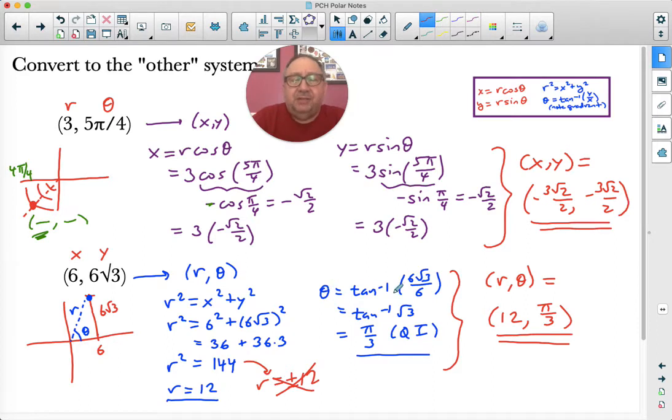The angle itself is going to be the inverse tangent of 6 root 3 over 6. If we cancel those 6's, that's the inverse tangent of root 3. You should have some faint bells going off that this is a chart value. It's pi over 3 for that angle. So 12 comma pi over 3, correct polar coordinate.